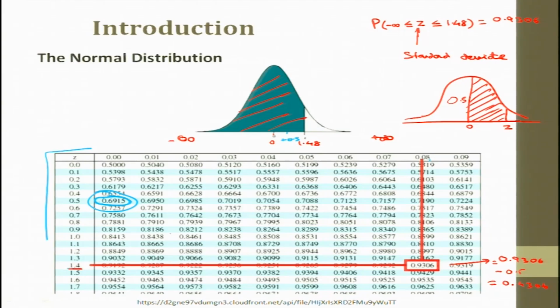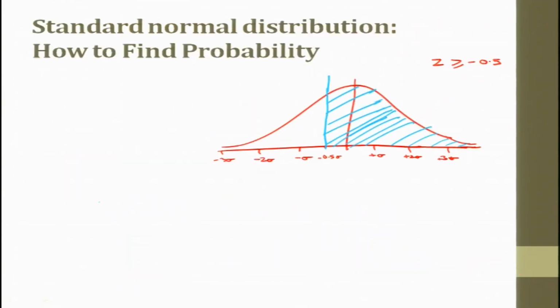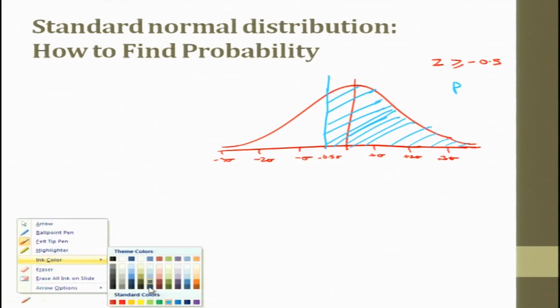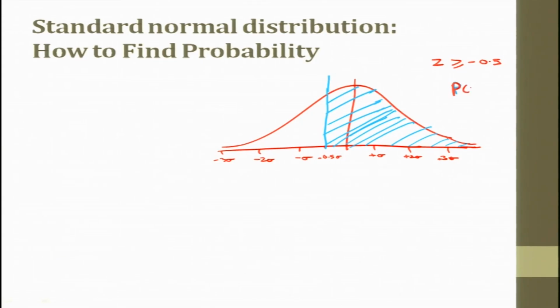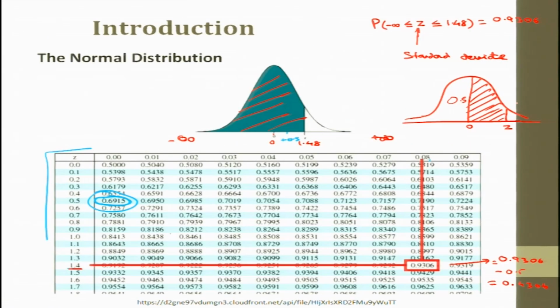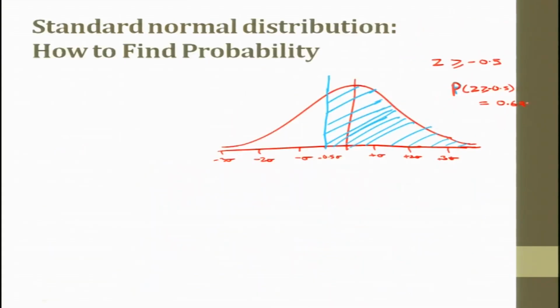Okay, I have made double circles over it. So, for P of z greater than or equal to minus 0.5, the value is 0.6915. Okay, this is the way.